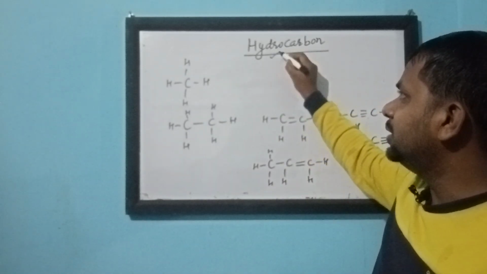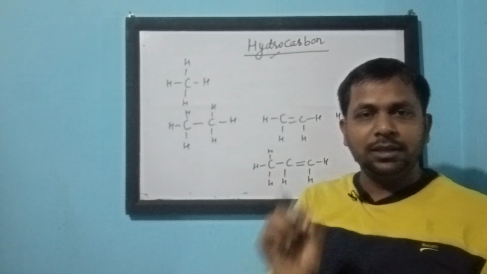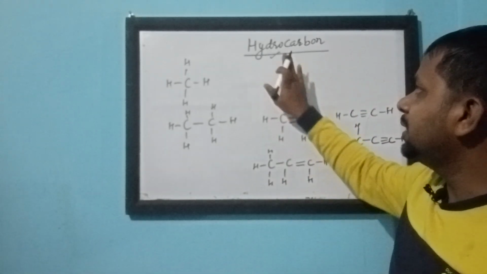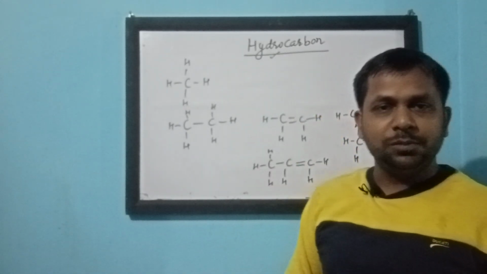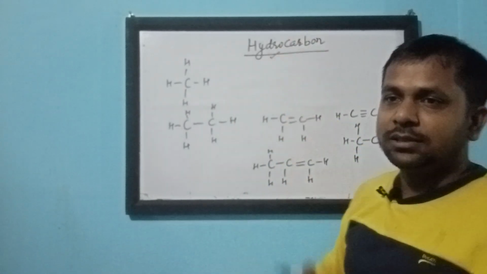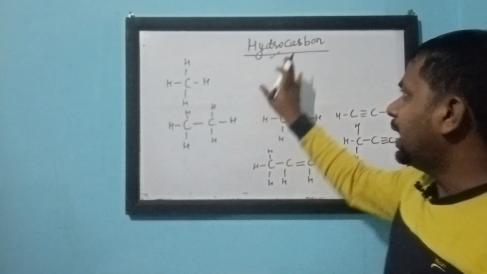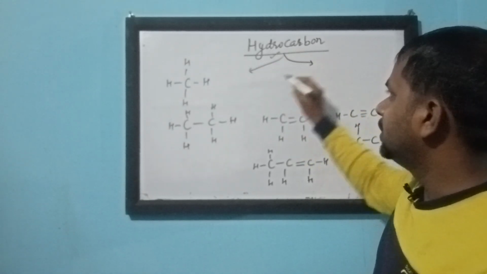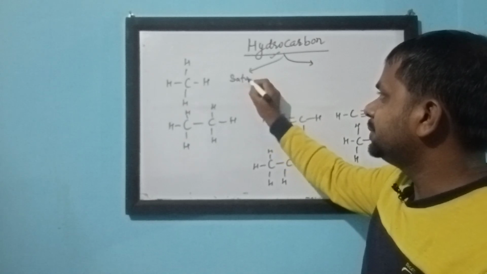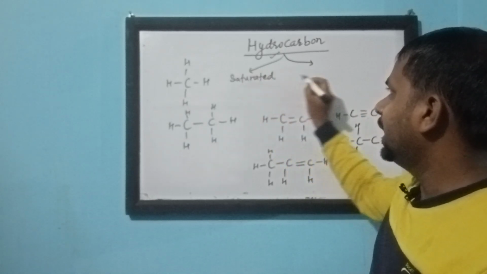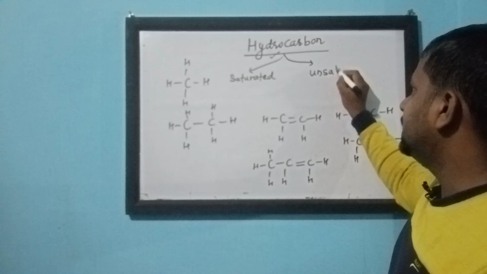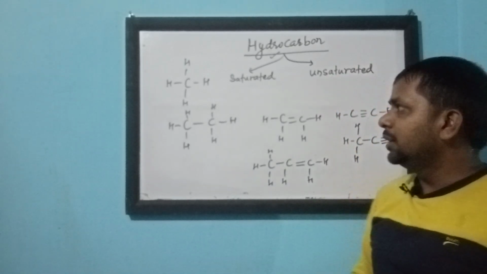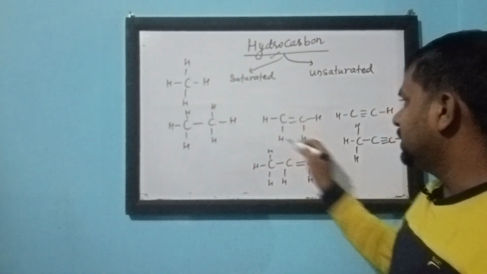So we define the hydrocarbon like this: the compound containing hydrogen and carbon only, that compound is called hydrocarbon. I hope you understood this definition of the hydrocarbon. The hydrocarbon is divided into two groups: saturated hydrocarbon and unsaturated hydrocarbon. Let us observe all these compounds.